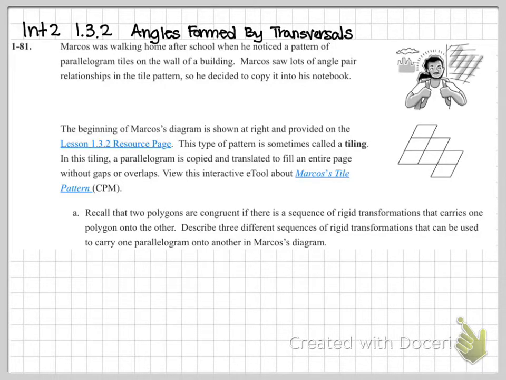Okay, this is Integrated 1.3.2, angles formed by transversals. The first part of these notes are going to come directly out of the book, and then the last, very small portion of it is going to refer back to the note packet framework that I gave you for this chapter. So 1-81, basically we have Marcos, and he sees a whole bunch of parallelogram tiles on the wall of a building. And he's trying to determine a couple of things about this.